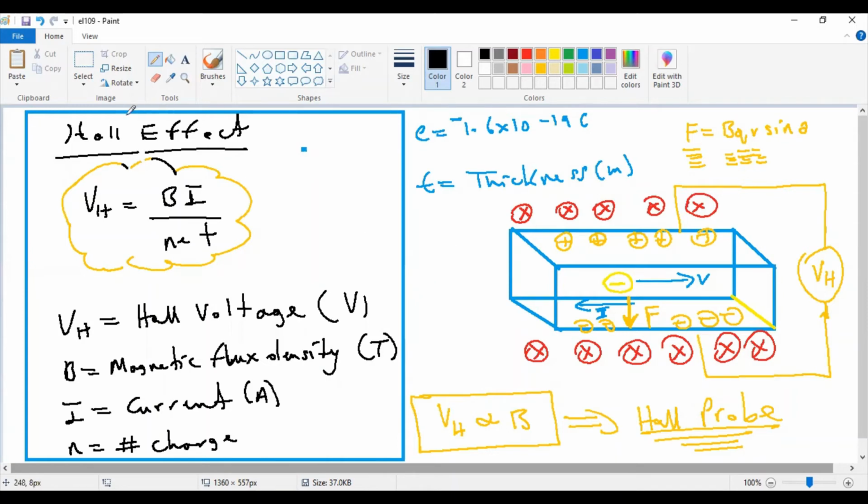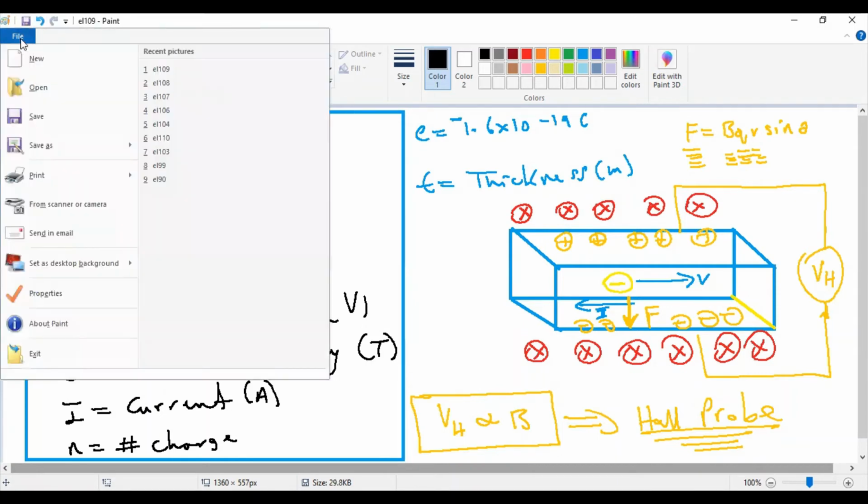All right, so I think I have some examples about the Hall probe. Let's just continue.